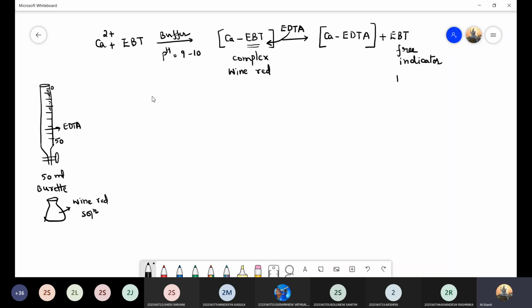So this is the blue color at the end point. And calcium EDTA is what? Calcium EDTA is colorless. So the blue color is due to the presence of free indicator but not due to the presence of calcium EDTA complex, because this complex doesn't have any color, so it is colorless. The blue color is only because of free indicator.